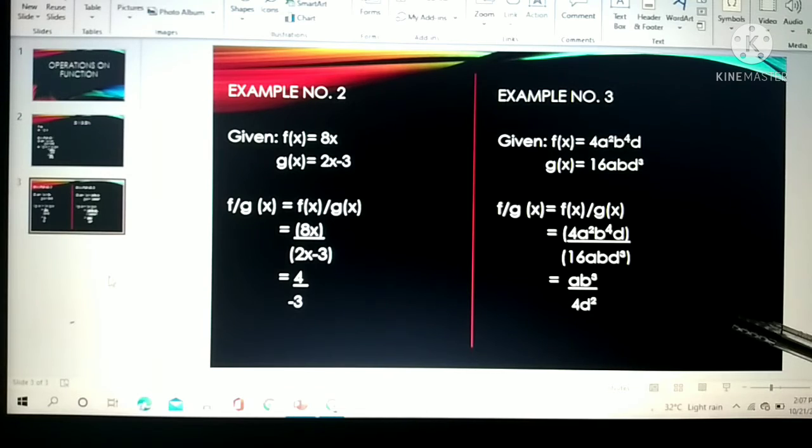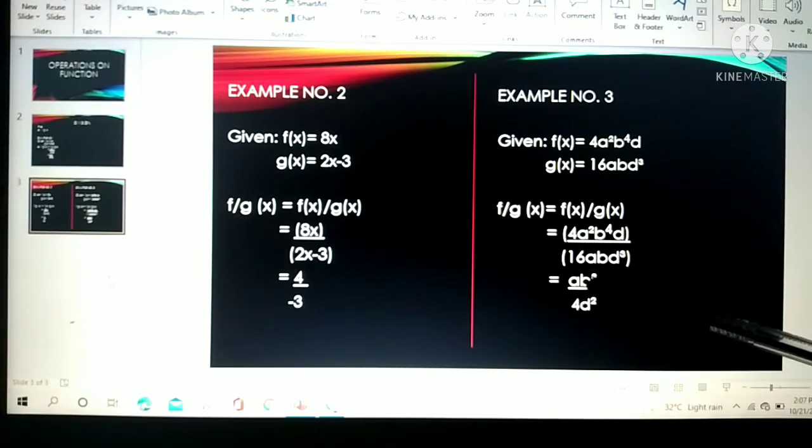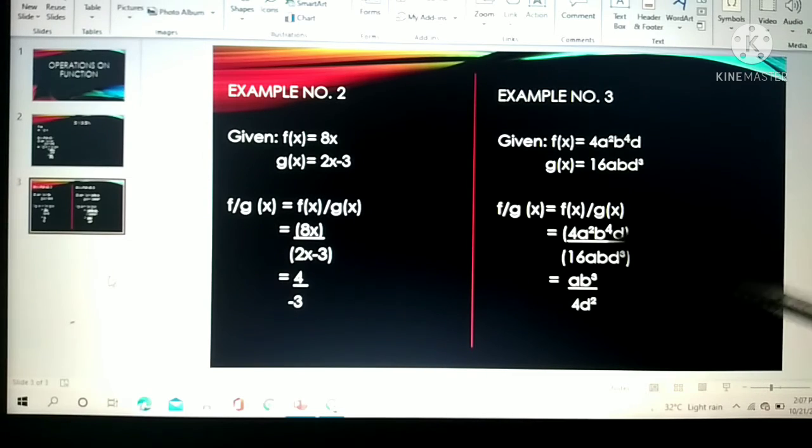B raised to the power of 4 divided by b is b cubed. When we divide exponents, we just need to subtract, okay? In multiplication, we need to add. But in the division rule, we need to subtract. So b raised to the power of 4 divided by b is b cubed, since b raised to the power of 4 is the bigger exponent. So b cubed will be on the numerator.